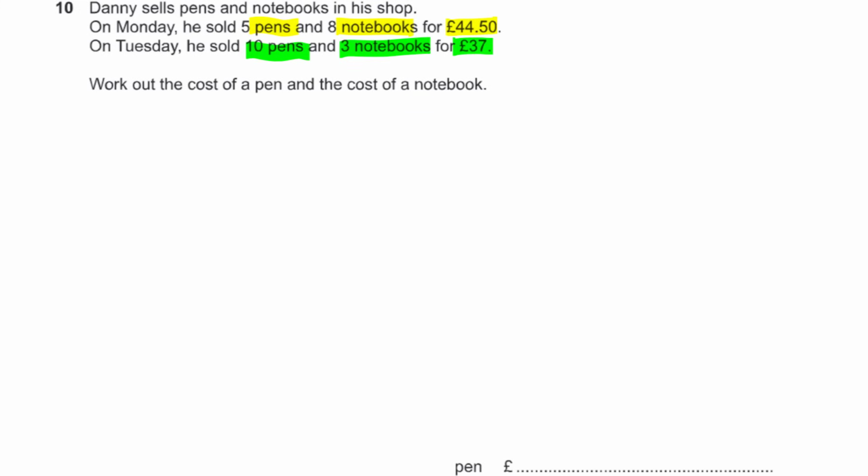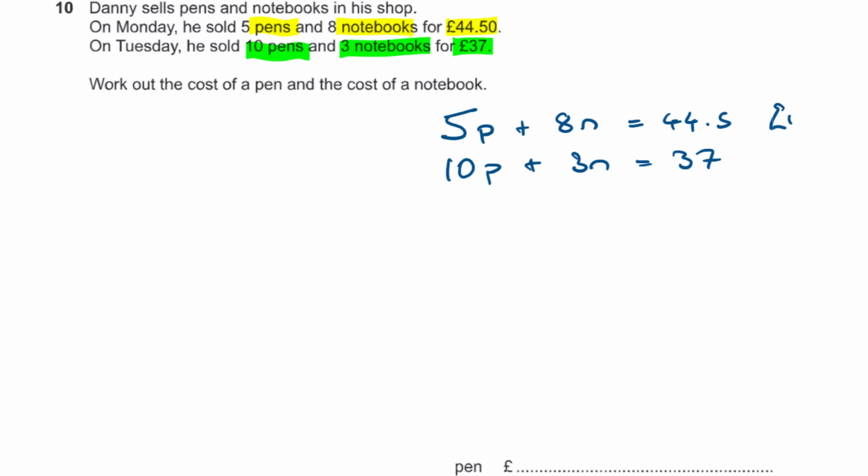So if I let P be the number of pens and N be the number of notebooks, I can rewrite those as 2 simultaneous equations. I can say that 5P plus 8N equals 44.5, or 10P plus 3N equals 37. Okay, so looking at that 5 and the 10, I think probably the easiest thing is to take the first equation and double it up then, isn't it?